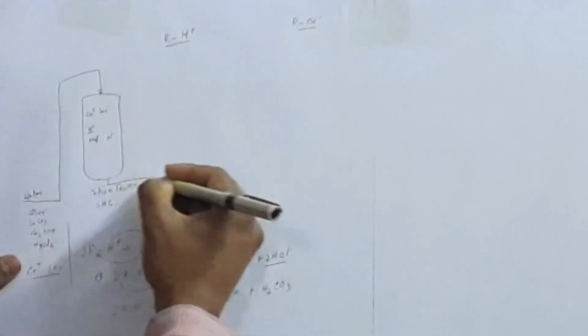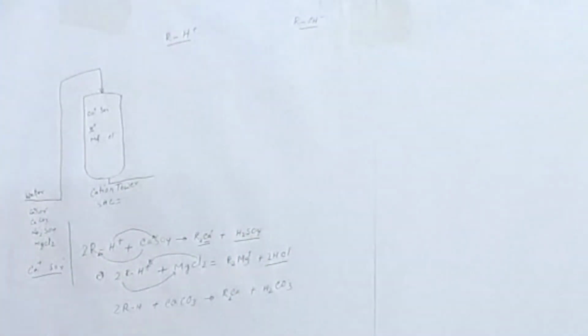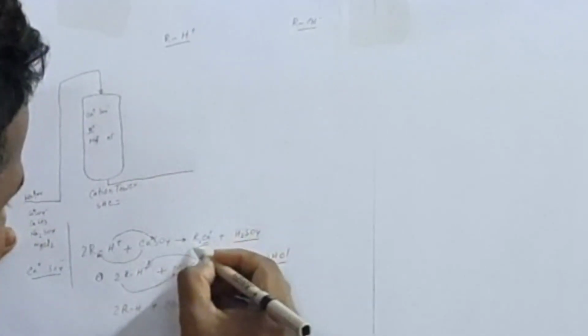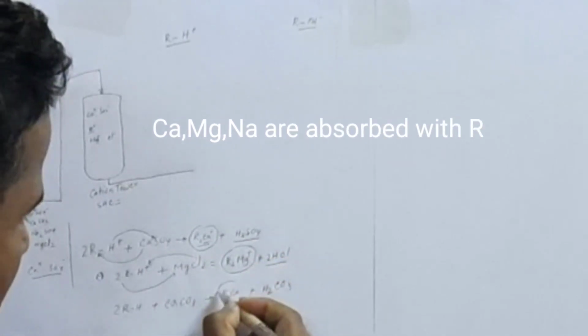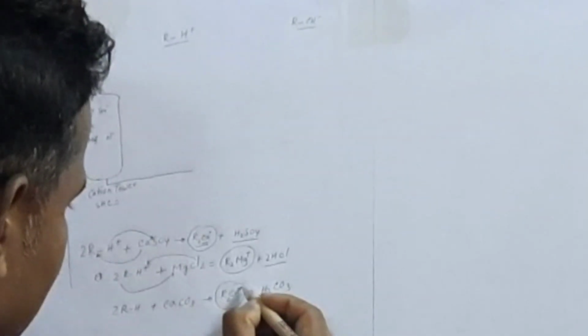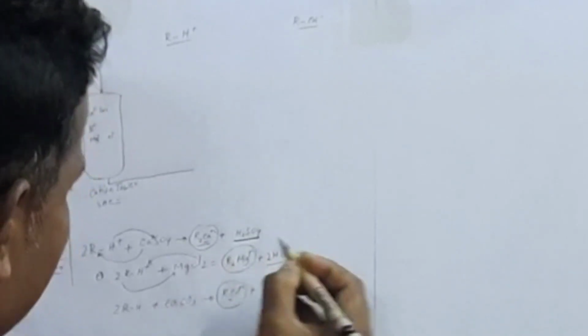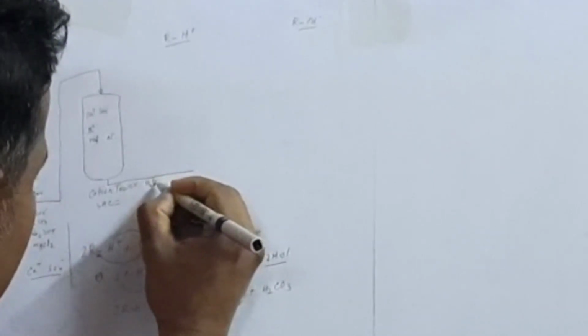All positive ion will be absorbed on the cation tower. Remaining impurities, or remaining substance, will be removed from the cation tower and go to the degasifier. So which products remain? These are exhaust cation tower. We can take two. So remaining which one? Sulfuric acid. So from this cation tower will pass sulfuric acid.